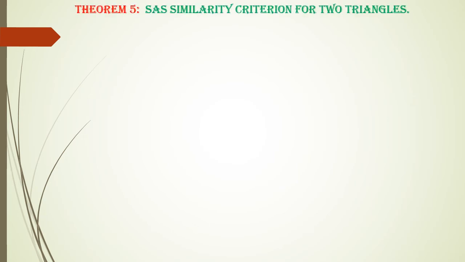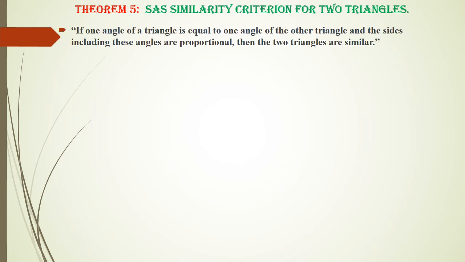Next theorem that we will be studying is theorem 5. This is going to be the combination of theorem 3 and theorem 4. Let us see what theorem 5 is. This is nothing but the SAS similarity criterion for two triangles. SAS stands for side, angle and side. Let us read out what this theorem says. If one angle of a triangle is equal to one angle of another triangle and the sides including these angles are proportional, then the two triangles are similar.